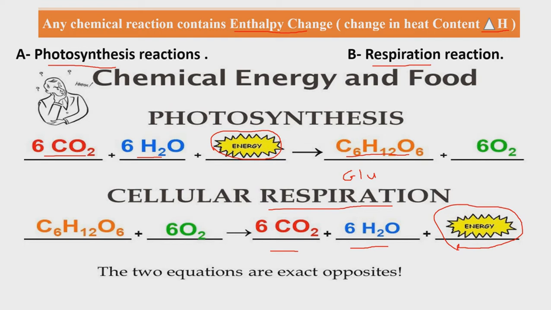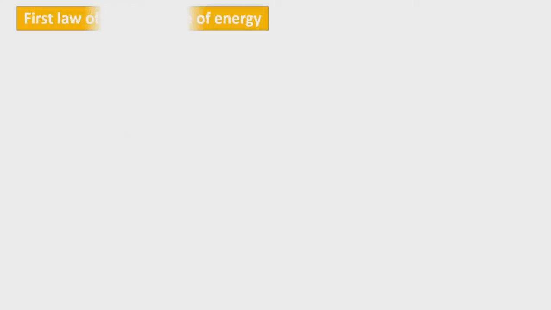So we are talking about two reversible reactions. One of them will start to use energy and the other will start to produce energy. There are two types of chemical reaction. Now we will start to talk about the first law of conservation of energy.